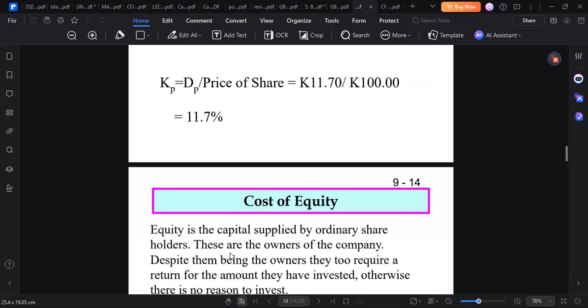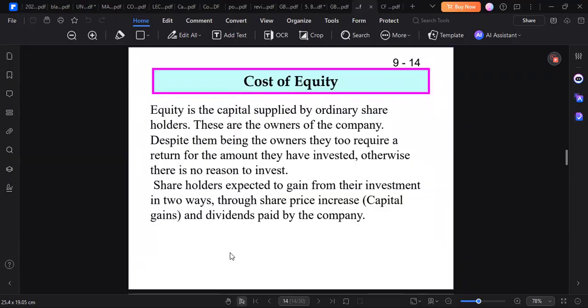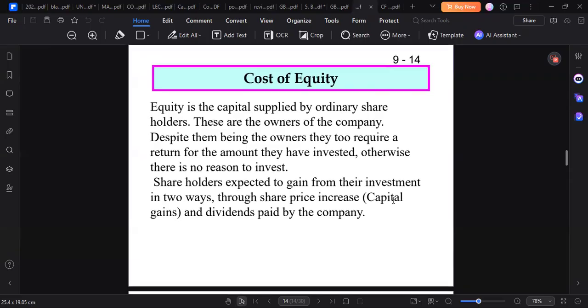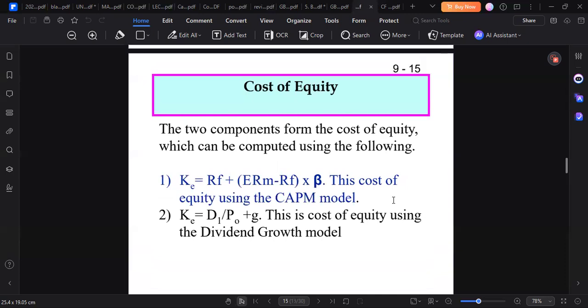Then we go to the cost of equity, where it becomes interesting. With equity, we have the ordinary shareholders, who are the real owners of the business, who have deciding powers and voting rights. These are expected to earn capital gains. We use two methods: the CAPM model and the dividend growth model. The CAPM model is given by the risk-free rate plus the market premium times the beta.